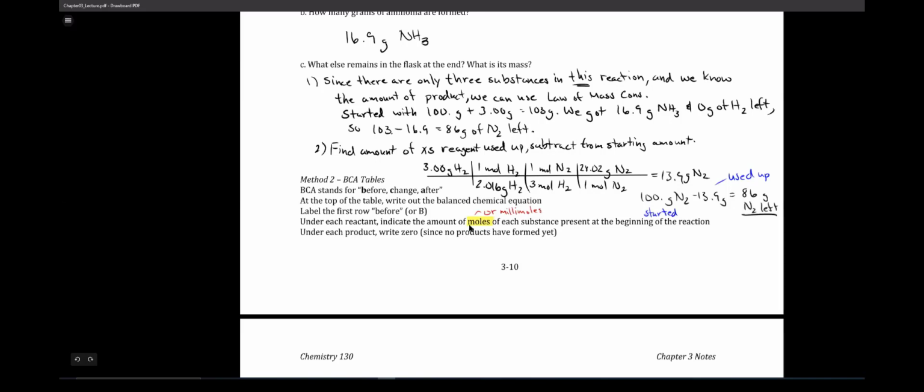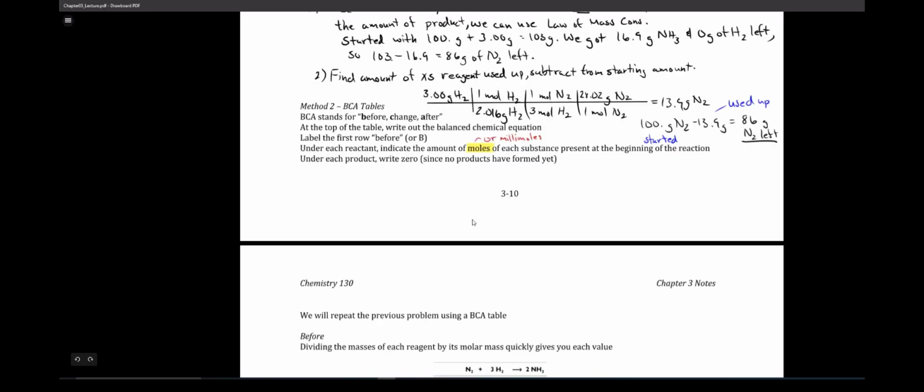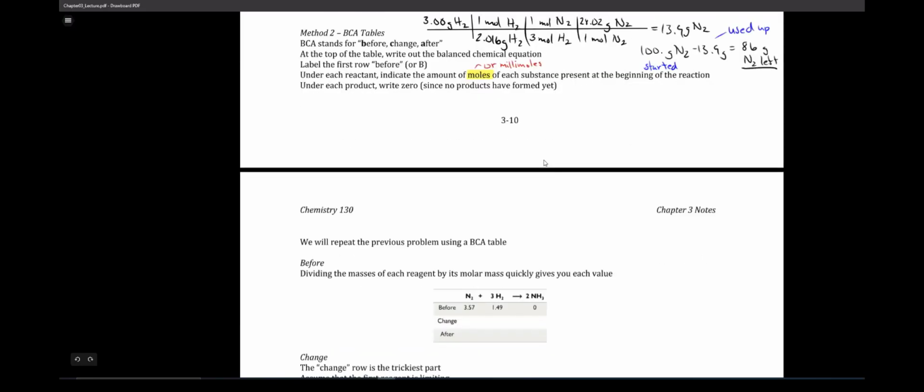And this whole discussion hopefully will reinforce in your head that not grams, moles are what we need in the table. So everything in the table has to be moles or some derivative of moles. Okay. Under each product, since we haven't started the reaction, we put 0. All right, so let's look at this last problem in the form of a BCA table.